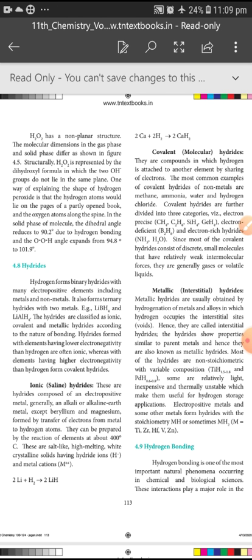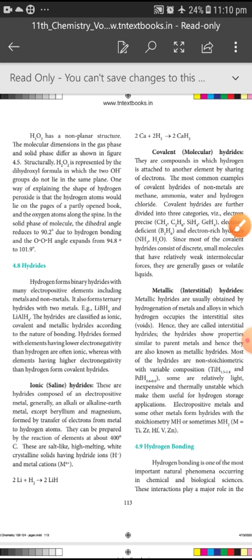First, let me learn ionic hydrides, or saline hydrides. Ionic hydrides are composed of an electropositive metal, generally an alkali or alkaline earth metal except beryllium and magnesium, formed by transfer of electron from metal to hydrogen. They can be prepared by the reaction of elements at 400 degrees Celsius. They are salt-like, high melting point, white crystalline solids having hydride ions and metal cations.